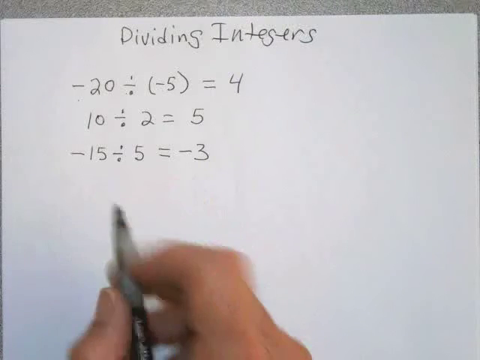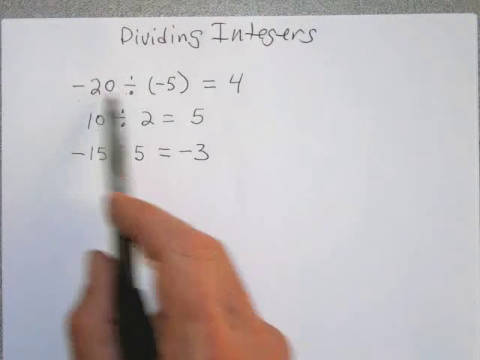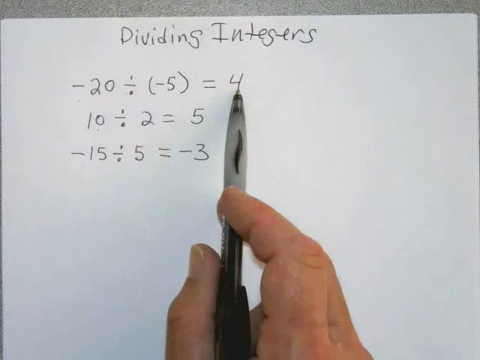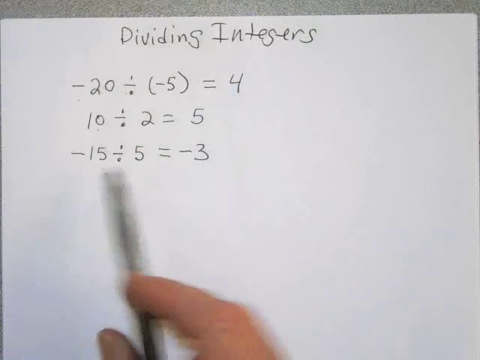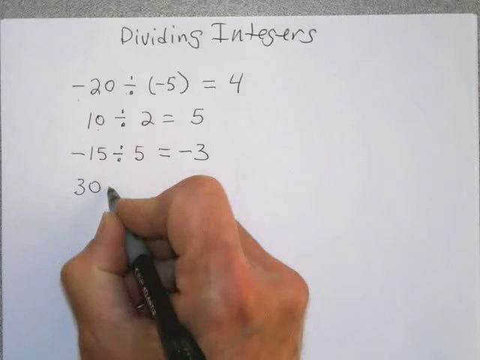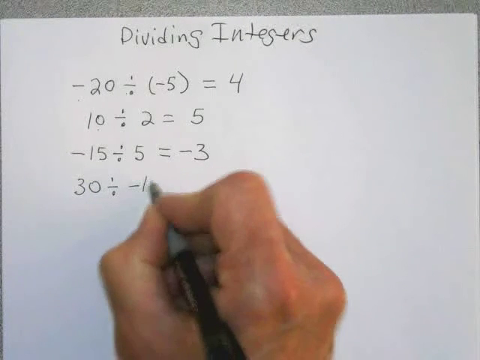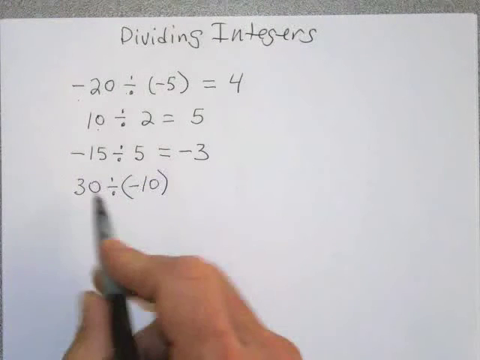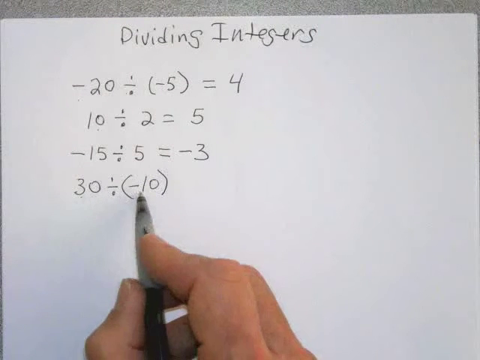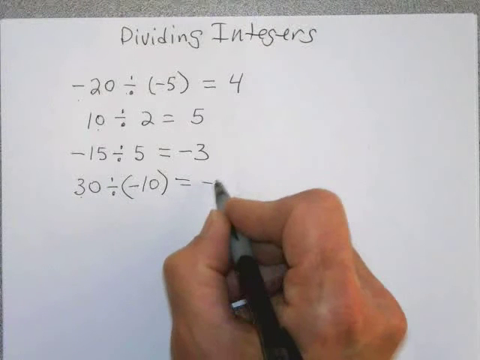And if the signs are the same, a positive and a positive, I get a positive; a negative and a negative, I get a positive. And if the signs are different, let's try it with a positive first. How about positive 30 divided by negative 10? In this case, I have a positive being divided by a negative. The signs are different. My answer will be negative.